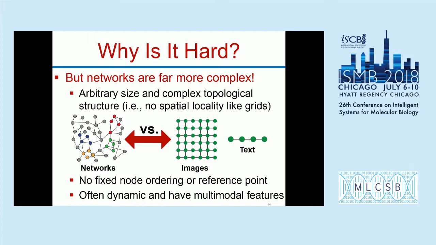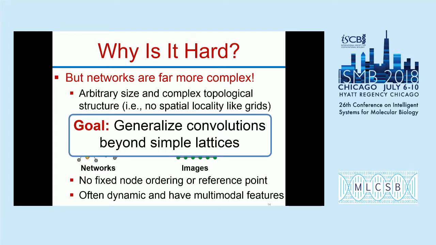That would result in topologically exactly the same graph. However, if used as input to a regular neural network, our prediction would be completely different. Furthermore, the graphs that we are working with are often dynamic and have multimodal features. So it's not really clear how to use them as input to neural networks.